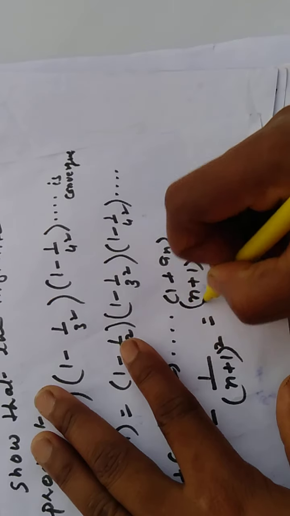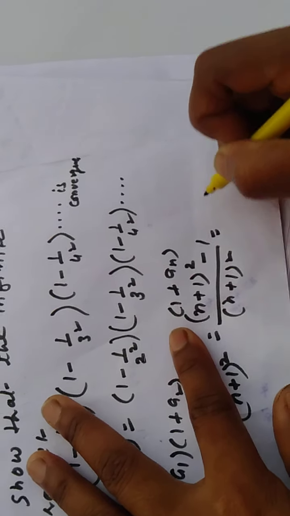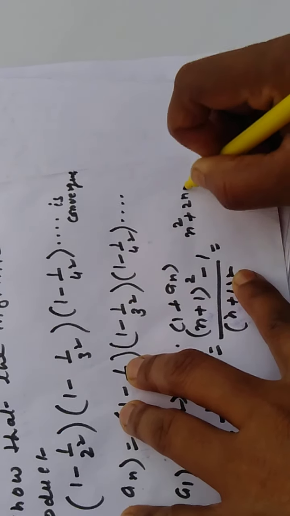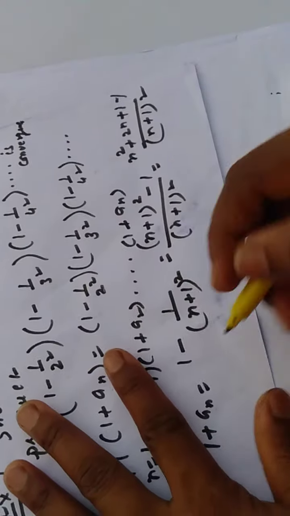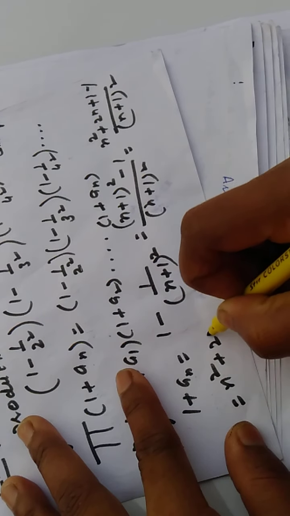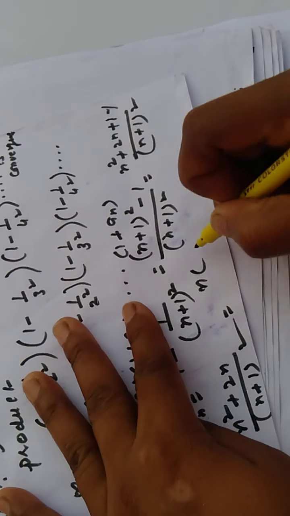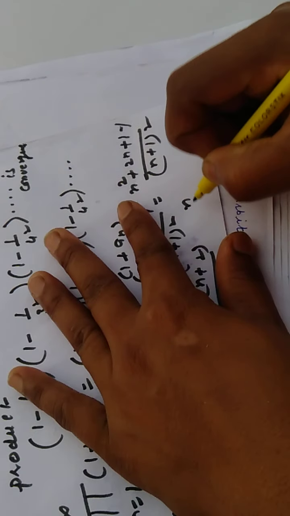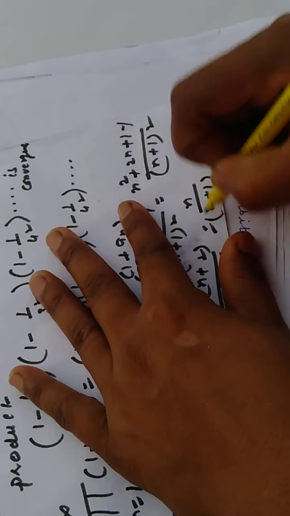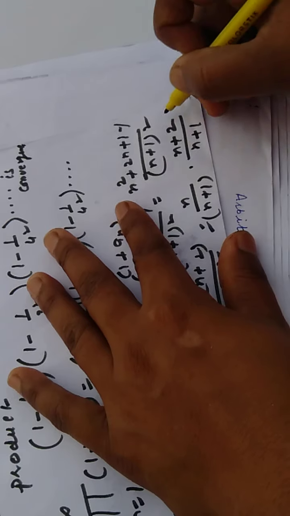Calculate it, make the calculation easy: minus 1 upon (n plus 1) whole square. So this is (n square plus 2n plus 1 minus 1) upon (n plus 1) whole square, and this is equal to (n square plus 2n) upon (n plus 1) whole square, and this is n into (n plus 2) divided by (n plus 1) whole square. Make the 2 factors in the denominator as n upon (n plus 1) into (n plus 2) upon (n plus 1). This is just like the telescoping series.